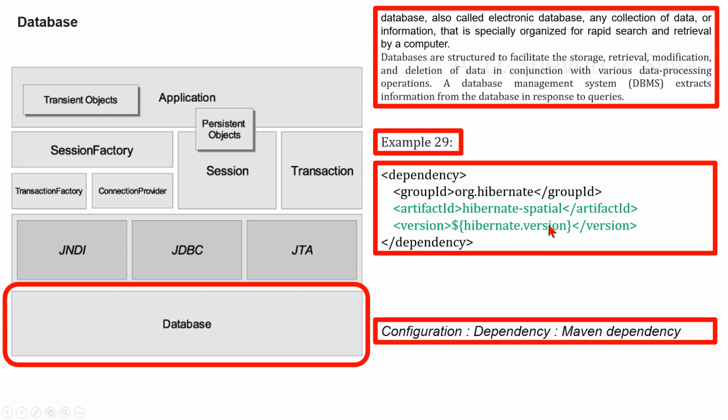Now we are considering dependency configuration. Here, Maven dependency. You need to include the hibernate-spatial dependency in your build environment. For Maven you need to add the following dependency.